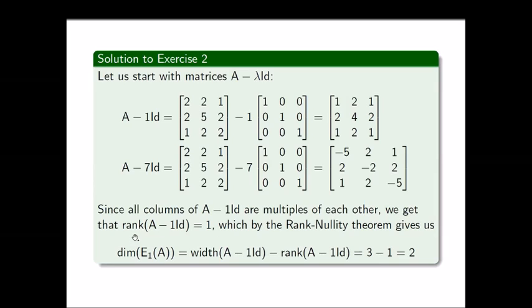We get that the rank of this matrix is 1, which by the rank nullity theorem gives us that the dimension of the 1 eigenspace, which can be calculated as the width minus the rank, is actually just 3 minus 1, which is just 2. So the dimension of the 1 eigenspace is 2.